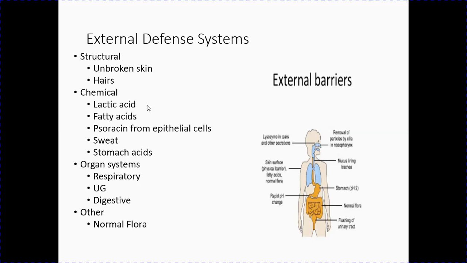First, we're going to take a look at the external defense system, which are the physical barriers of the immune system. We're going to look at the structural components of the external defense system, things like unbroken skin and hair. We're going to look at chemicals, including lactic acid, fatty acid, defensins from epithelial cells, sweat, and stomach acid. Then we're going to look at some organ systems and other things like normal flora.